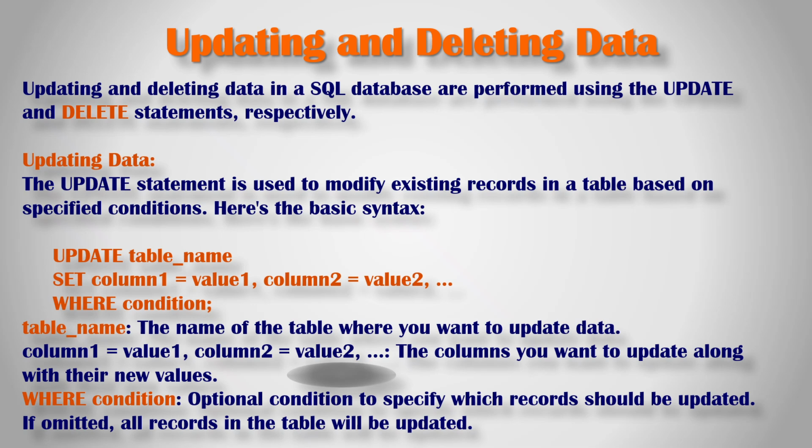Here's the basic syntax. UPDATE table_name SET column1 = value1, column2 = value2 WHERE condition. Table_name: the name of the table where you want to update data. SET: the columns you want to update along with their new values. WHERE condition: an optional condition to specify which records should be updated. If omitted, all records in the table will be updated.